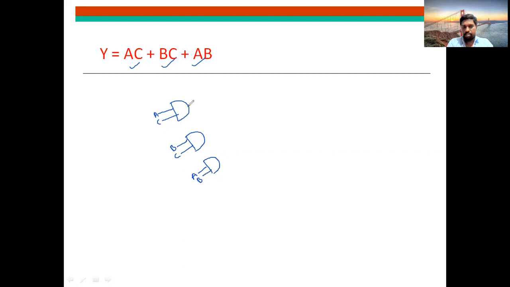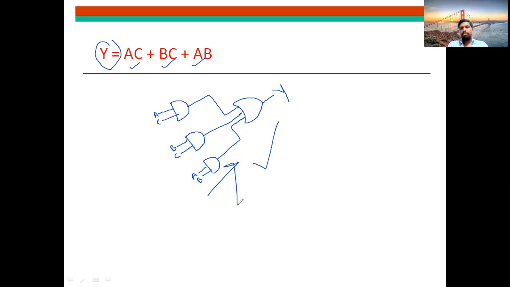And all these three should be given to which gate? OR gate. Why? Because these are summing with each other. So you draw one OR gate carefully and write here what is the expression given? Y, capital Y. So write here capital Y. So this is your circuit diagram. This is the final circuit diagram.